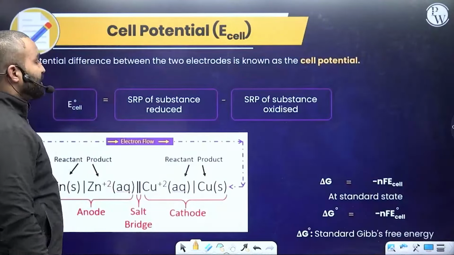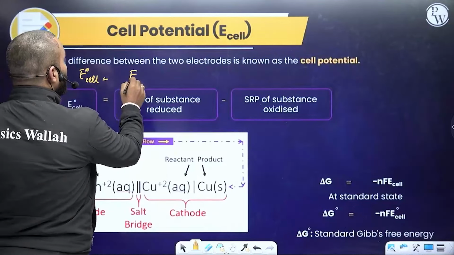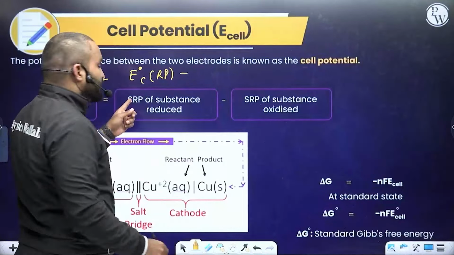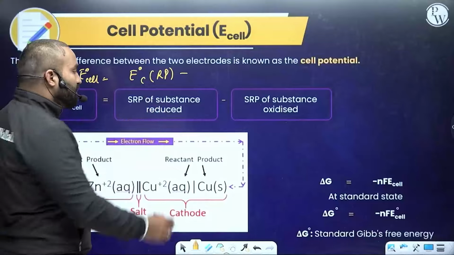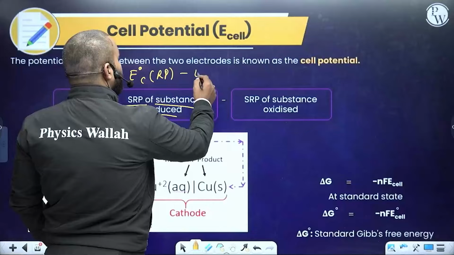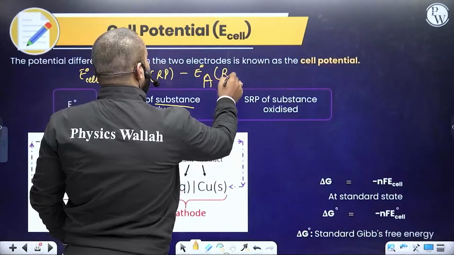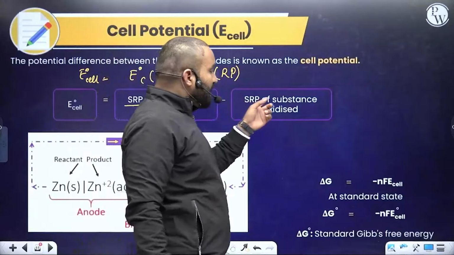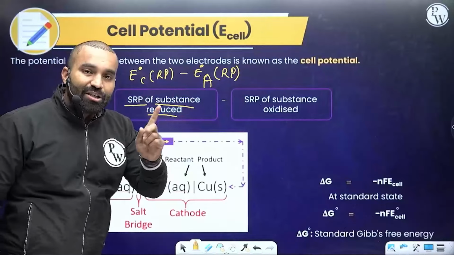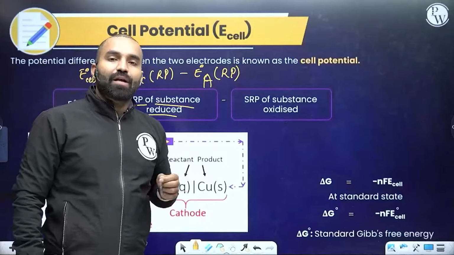Now, this E cell is represented as, I just told you, E naught cell is equal to E naught of the cathode, but it has to be reduction potential, the standard reduction potential, SRP, of the substance reduced. Where do you observe reduction? On the cathode. Minus E naught of the anode, but it has to be reduction potential, SRP of the substance oxidized. Remember, the processes are not both reduction. Here there is oxidation, here there is reduction, but the potentials of both of them are taken in the form of reduction potential.